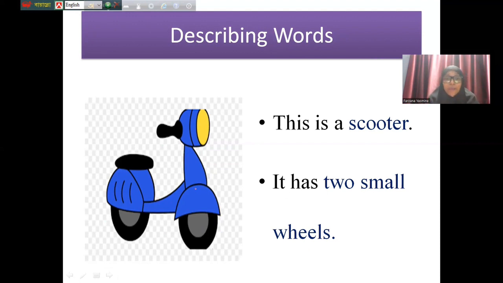And if you talk about the color, it has blue and yellow color. This color is yellow, right? So yellow, and its color is blue. So this is a scooter. It has 2 small wheels. Now let's see the next one.